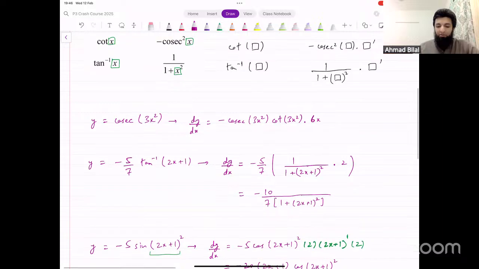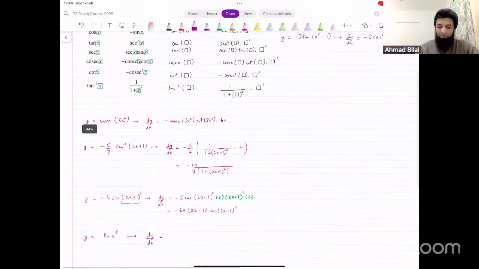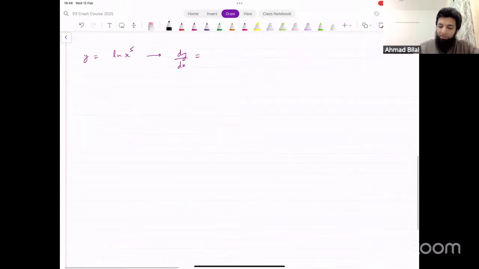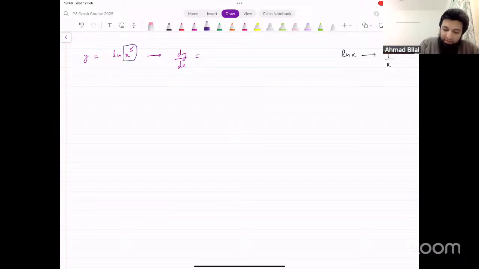Derivative of ln. So that's the rule on top. Let me just write it here. The rule that's given in the formula sheet is like this. Derivative of ln x is 1 over x. That's what the formula sheet says. Okay. Now, how do you use that rule? This is the expression that is replacing x, right? So you say it's 1 over x raised to the power 5.